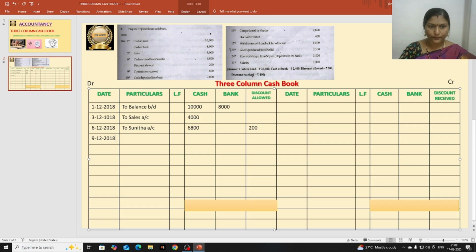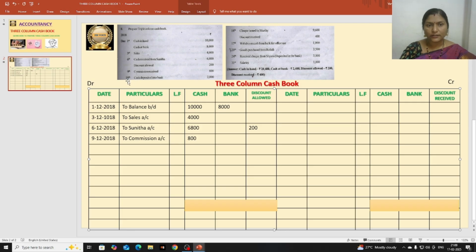9-12-2018. Next, in particulars column we should mention the item. Here commission received is given. Commission, we are going to mention commission account. To commission account. Okay. Where we should put the amount? They did not mention cash or check. Then we are going to record in cash column only. So cash column, how much? 800.